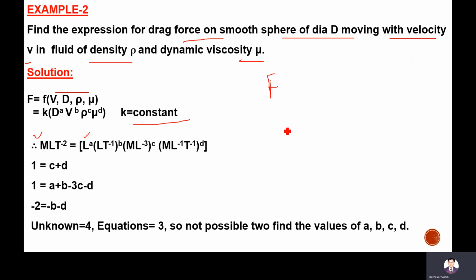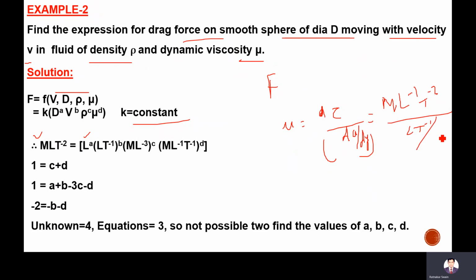Mu is the coefficient of dynamic viscosity. Mu is actually shear stress divided by du by dy. Shear stress means pressure. Pressure is ML^-1 T^-2. Here it will be LT^-1 divided by L. So it will be ML^-1 T^-1 to the power D.